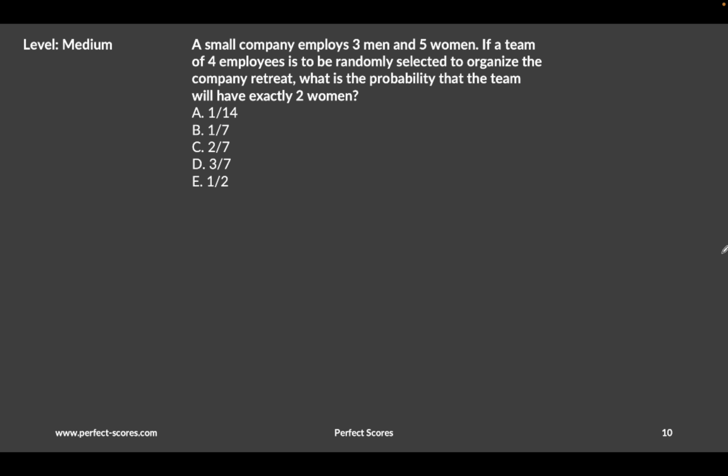Now we're not dealing with coins here, we're actually dealing with employees. So let's see this question. It says, a small company employs 3 men and 5 women. If a team of 4 employees is to be randomly selected, which means there are 4 slots, so we've got to select 4 people, right? What is the probability that the team will have exactly 2 women? So that's what is asked.